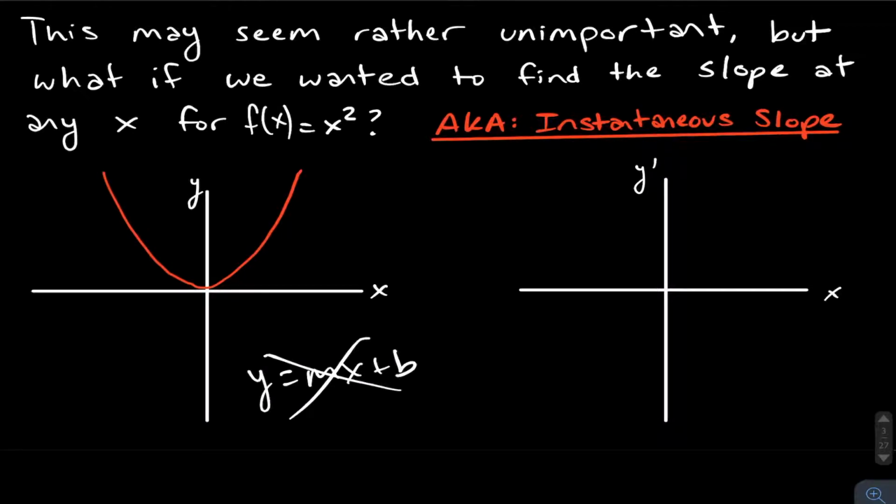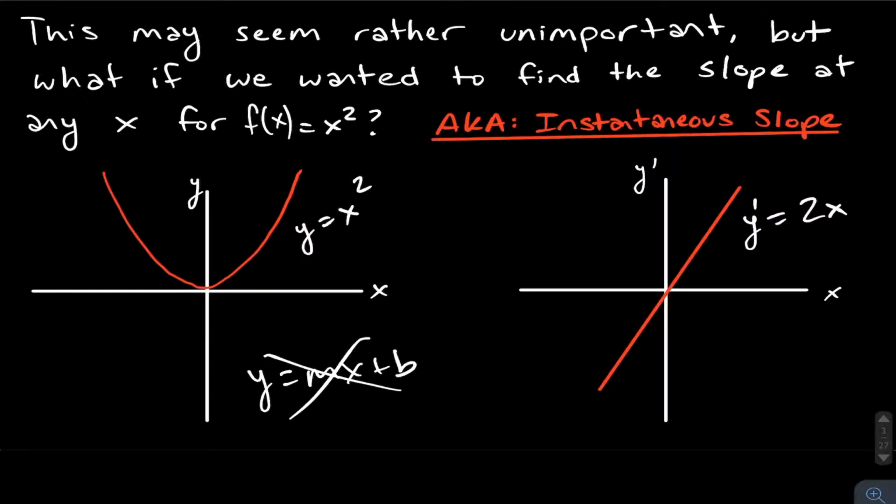What it turns out is that this can be represented by the function y prime equals 2x. We're going to talk about how we get from y equals x squared to y prime equals 2x. And the whole idea here is that this y prime equals 2x graph.